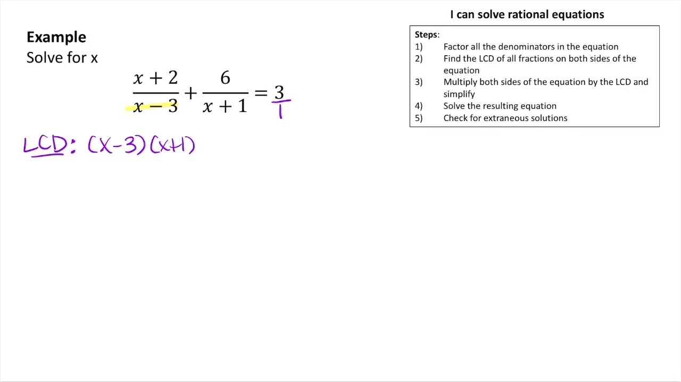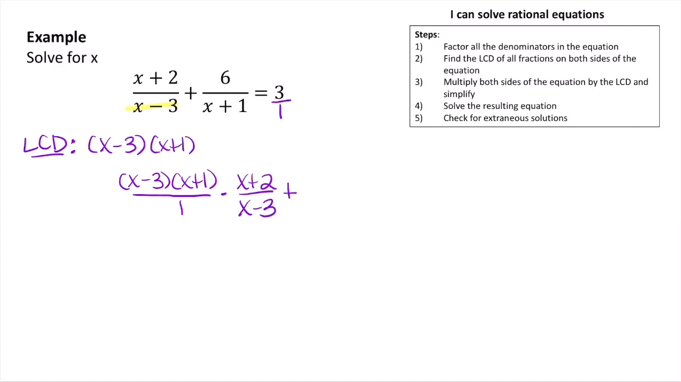Then this denominator is 1. If you want to, you can write a 1 in your LCD, but multiplying by 1 doesn't make a difference, so I'm going to leave the 1 out. Now I'm going to take this LCD and multiply every single term in this rational equation by it, and you'll see what happens. So I have x minus 3 times x plus 1, which you can think of as being over 1, multiplying x plus 2 over x minus 3.